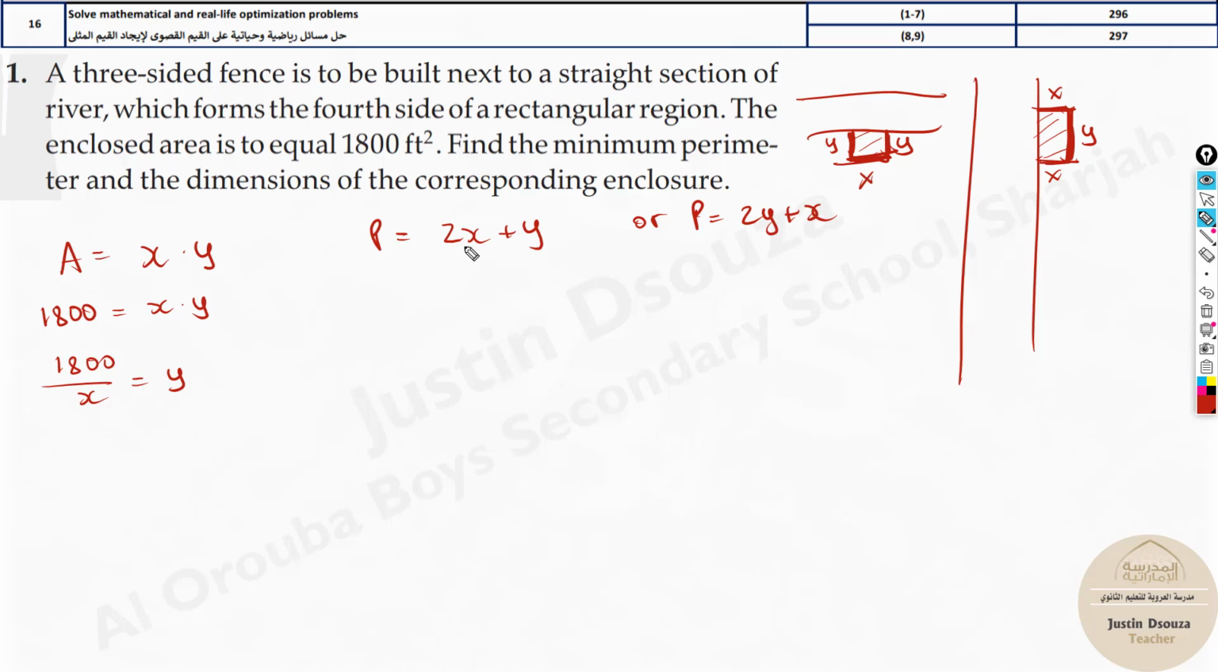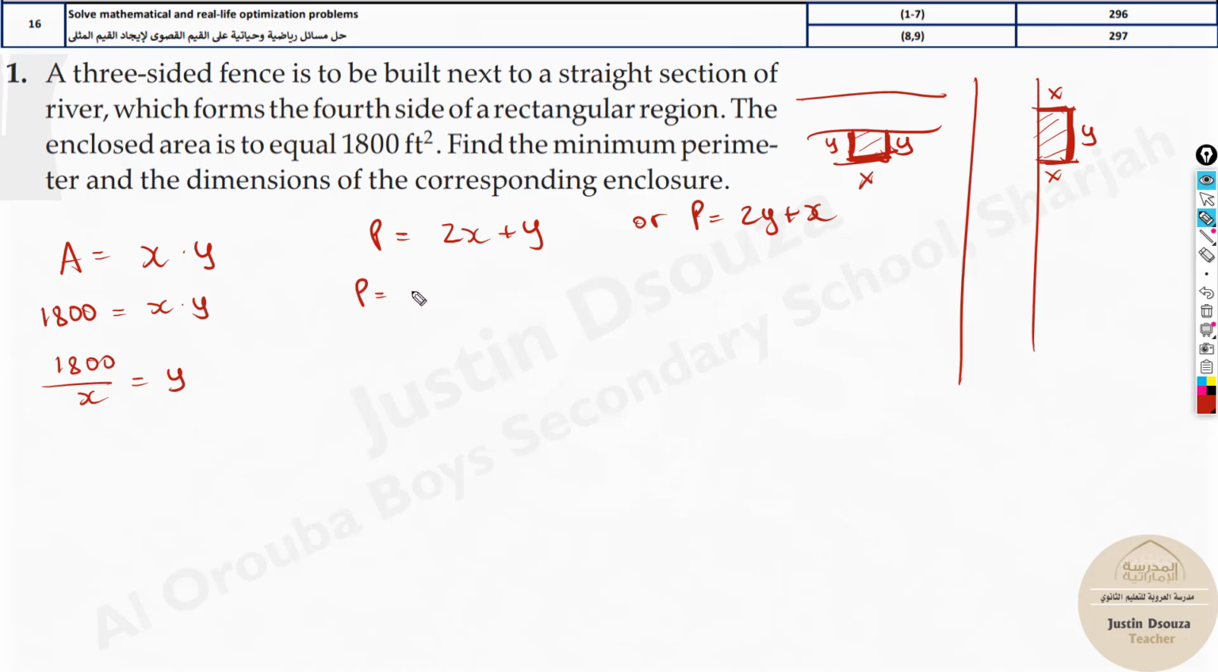Here you can't differentiate directly. You need to find the minimum. Minimum or maximum means you need to differentiate this and find the critical numbers. But since you have both x and y, it would be implicit differentiation and it would be very complicated. So what we do is we write this y in terms of x, and we will substitute over here now.